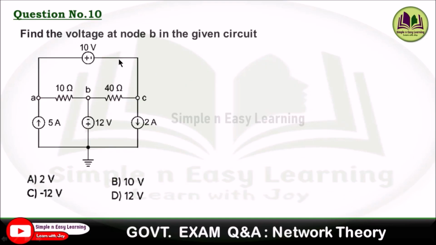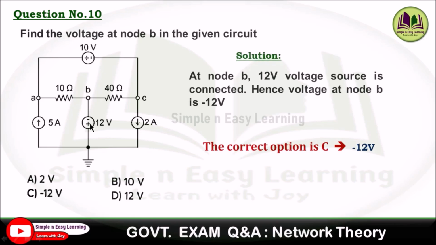Question number 10. Find the voltage at node B in the given circuit, and these are the options given. So by seeing this diagram, at node B the voltage source is directly connected, and in the question they ask the voltage at node B. So directly we can take the answer from this diagram itself, and the minus terminal is connected to node B. So option C is the correct answer. The voltage at node B is minus 12 volt.